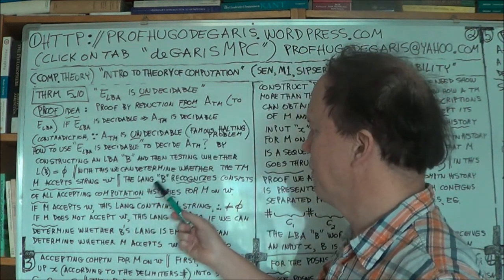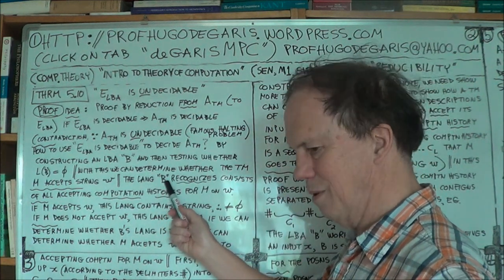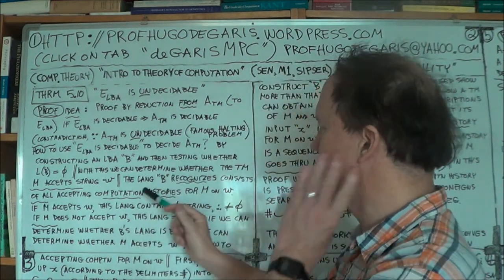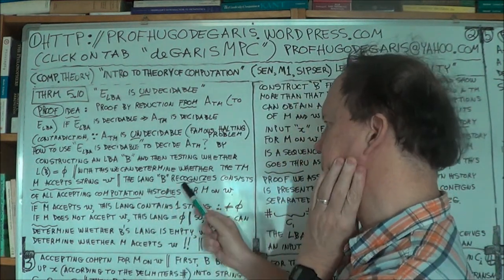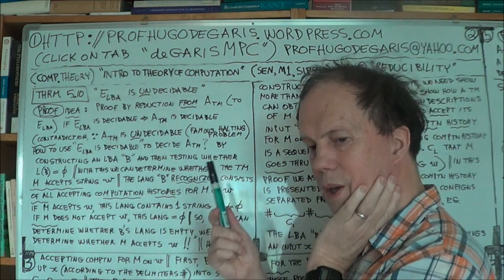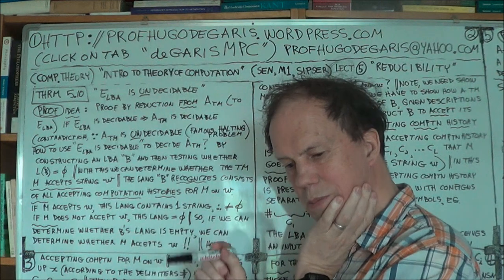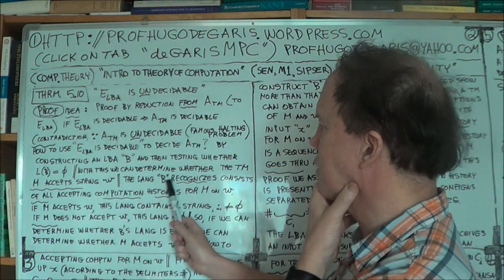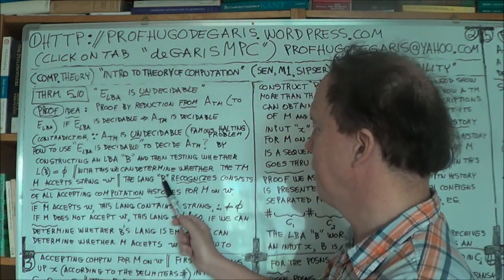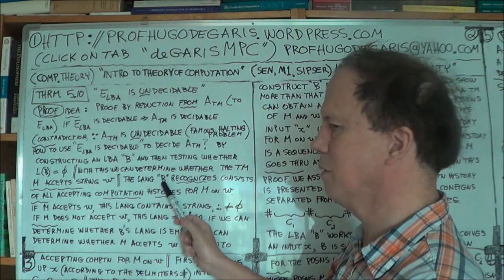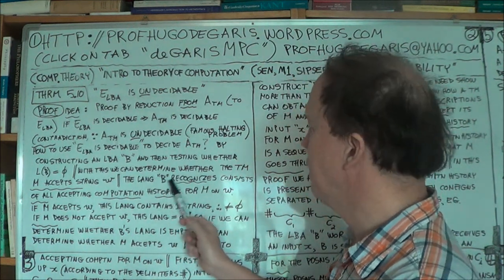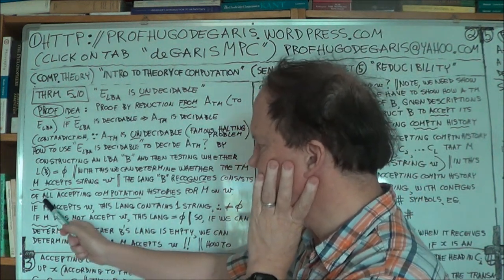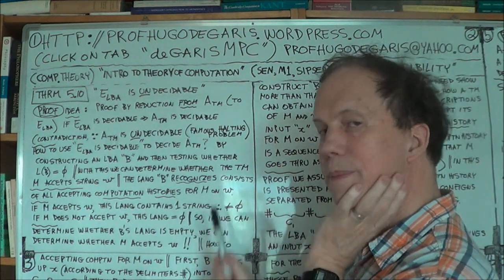Now it's a Turing machine, so we can talk about the language of that machine, L of B. Well, what is the language of B? What does that mean, L of B? Well, it's all the strings that machine B recognizes. What are those strings? We're going to construct a B such that this LBA Turing machine B recognizes strings that are all the accepting computation histories.